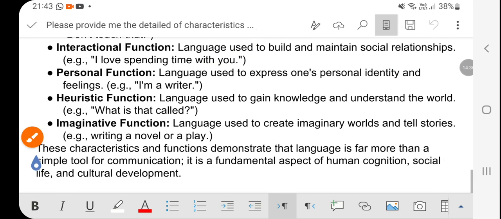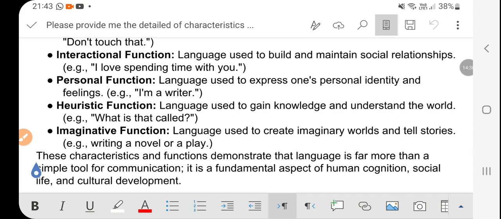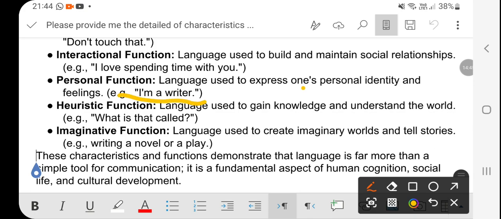Then personal function: language used to express one's personal identity and feeling. "I am a writer," so that is personal function, right? So that is called personal function.